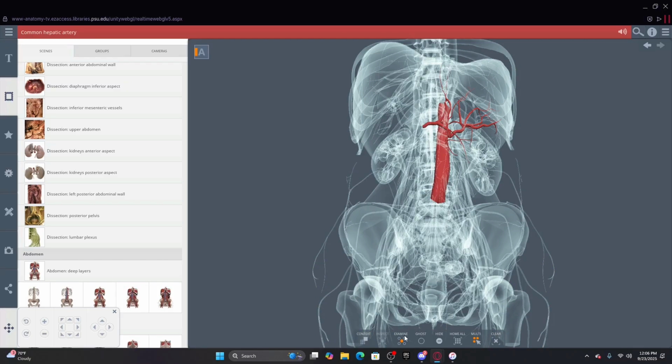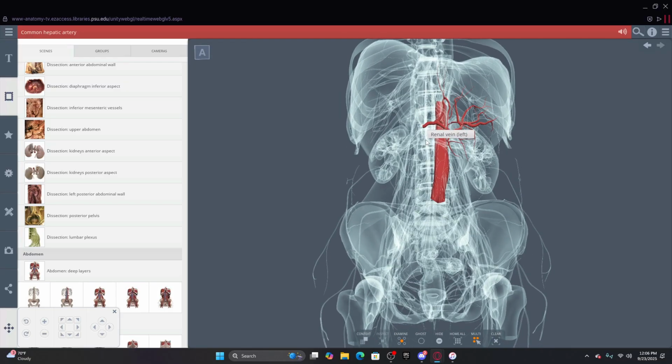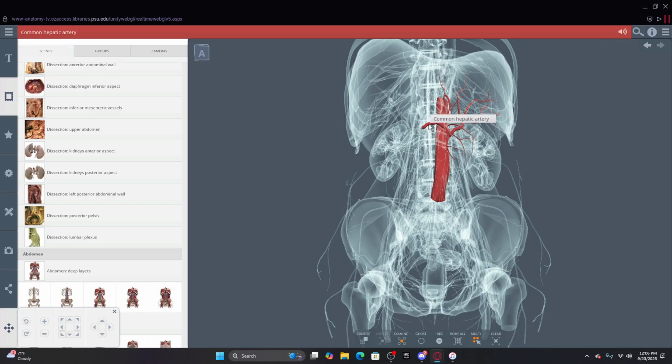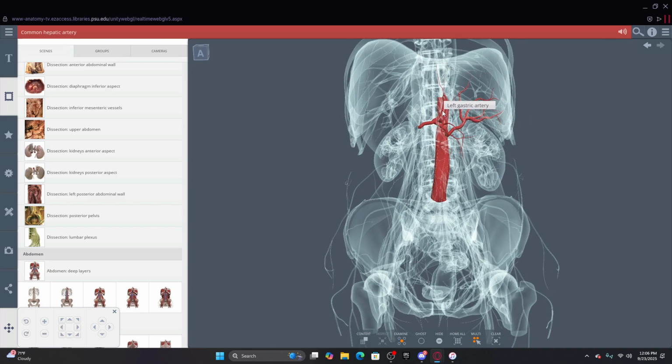So if I put examine here, we can see the 3 branches, right? Our first branch is the common hepatic artery. Our second branch is the splenic artery, and then our third branch is the left gastric artery, right? So left gastric, common hepatic, and splenic. Left gastric, common hepatic, splenic. These are all the branches of the celiac trunk.